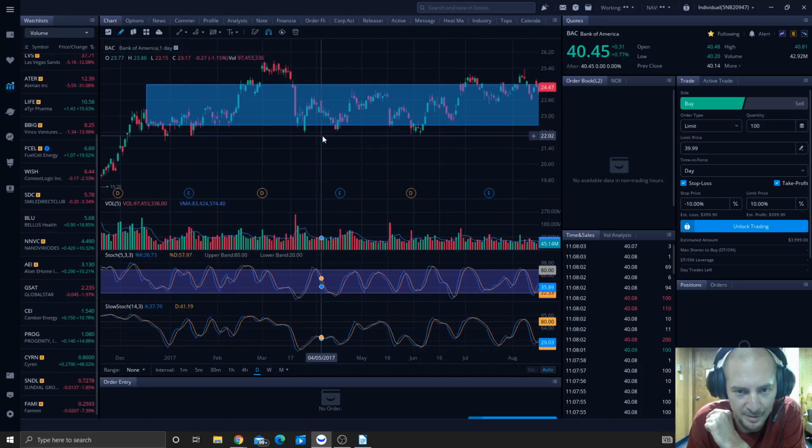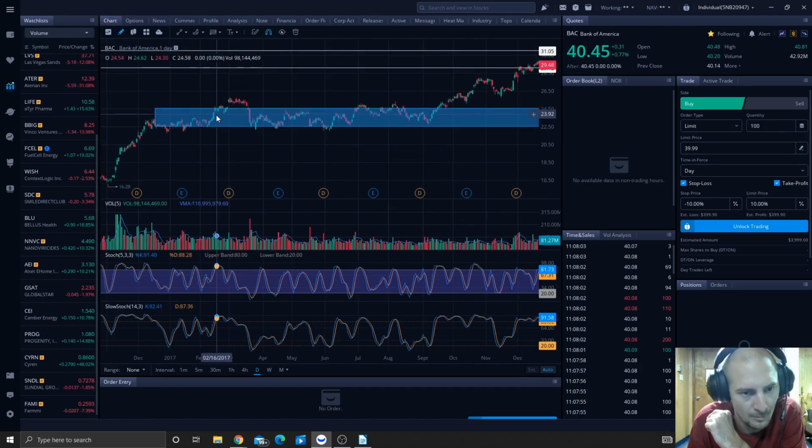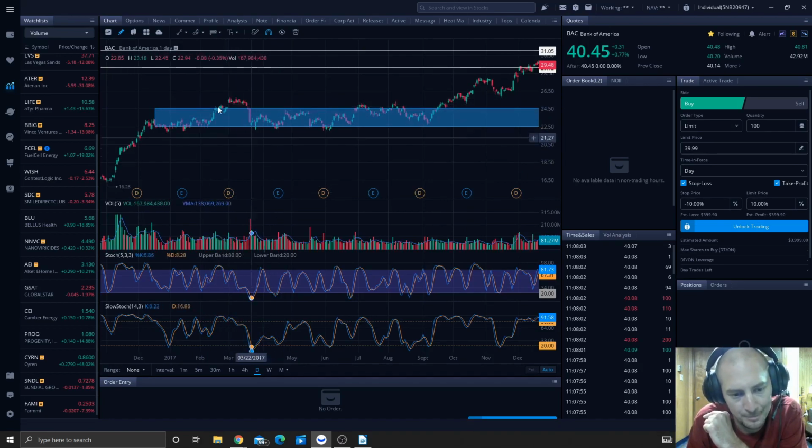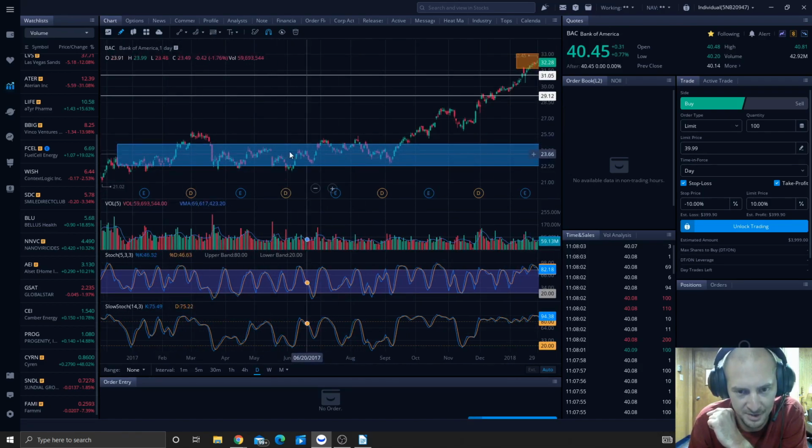Here's one of those range-bound markets that the stochastic will function quite well in. As you can see, most of the time you do get good signals here from both stochastics in these sideways markets.